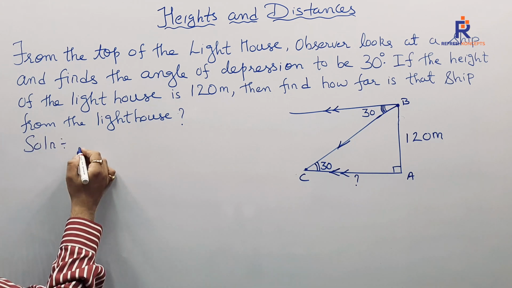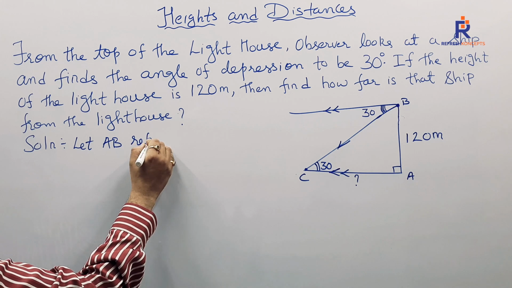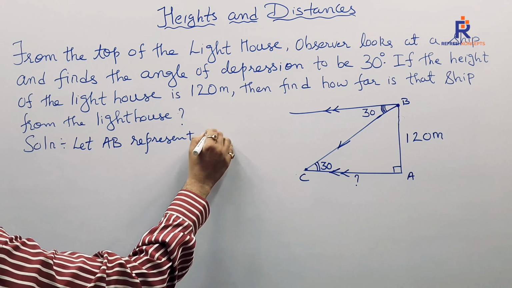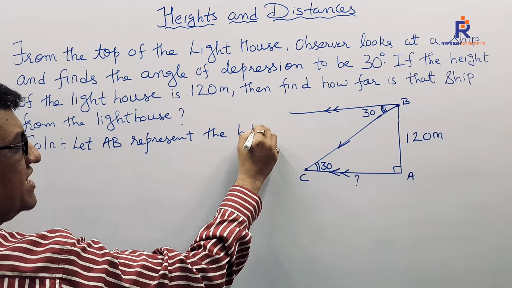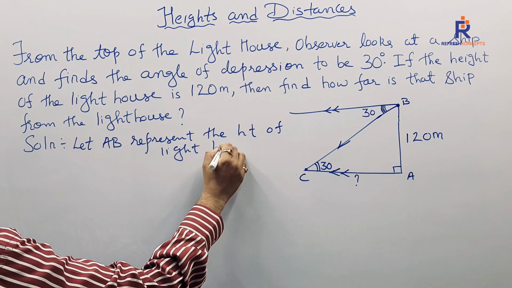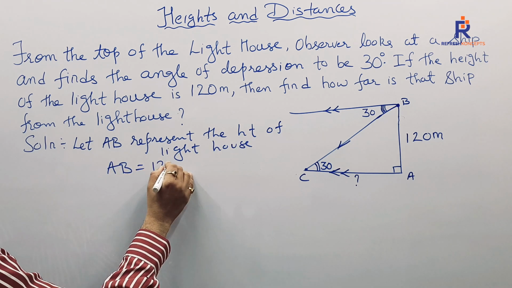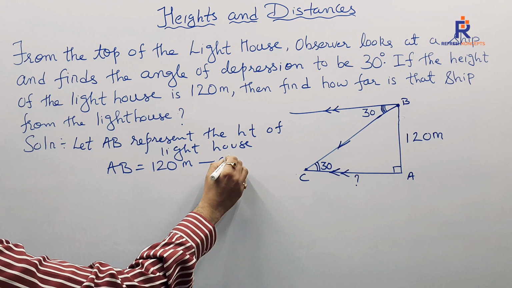Solution. Let AB represent the height of the lighthouse. This time the height is given to us, so I shall immediately write down AB is equal to 120 meters. Equation number 1.